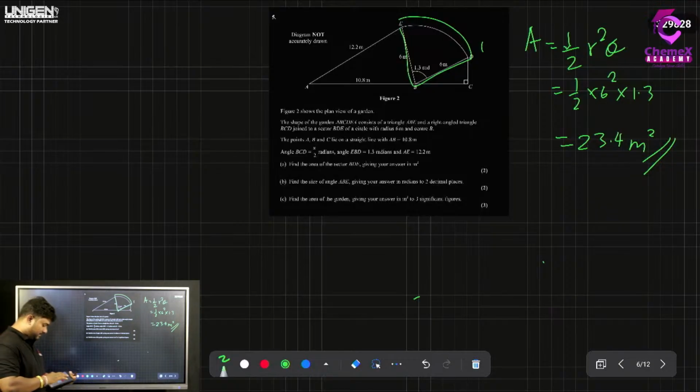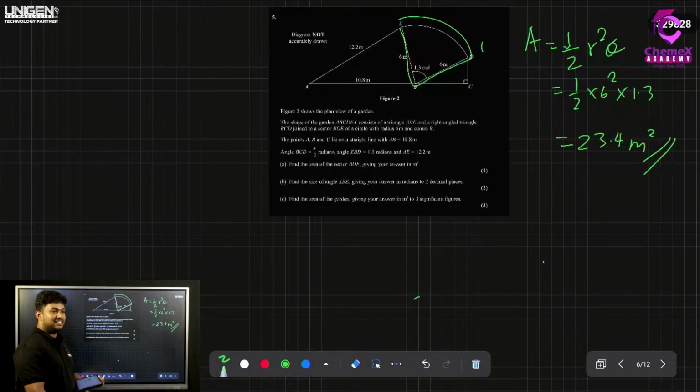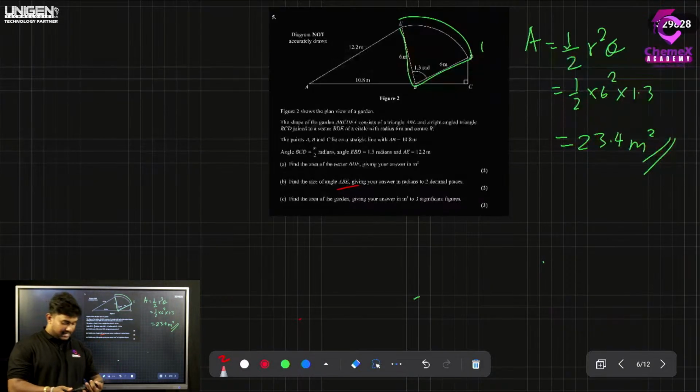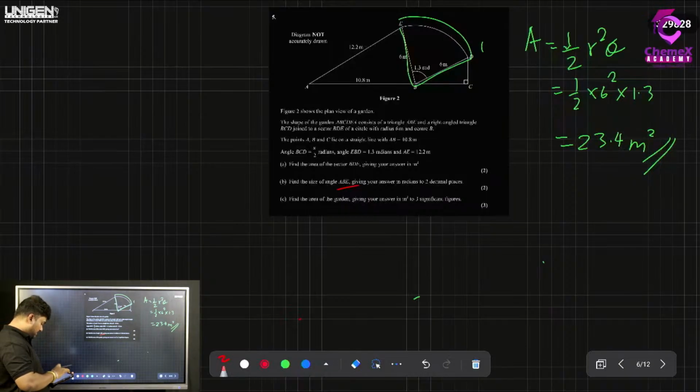Okay. Do you understand now how to do this question? Yes, sir. So you understood why we use this formula, and not the other one? If you have any questions, you can ask me. Next they're asking, find the size of the angle ABE. So how do you do this? Any suggestions how to follow up with the question?